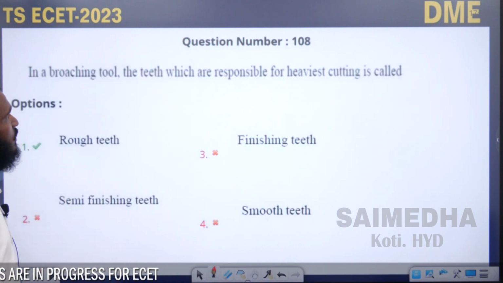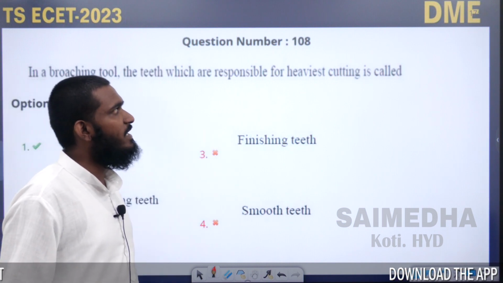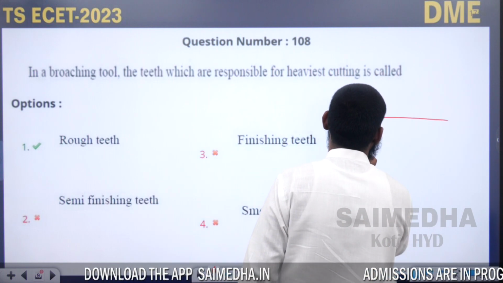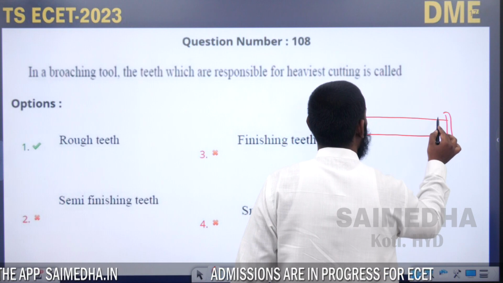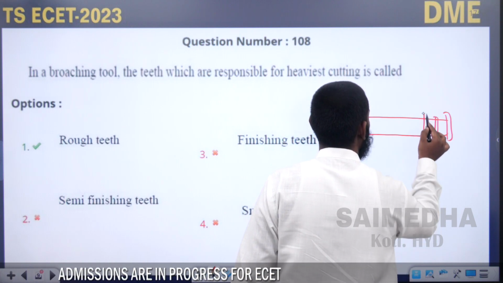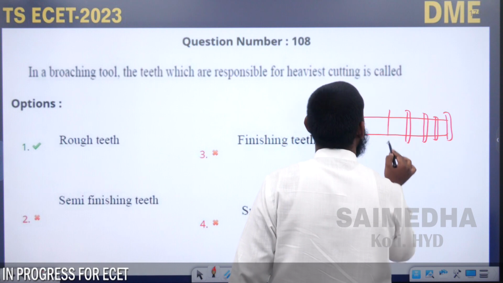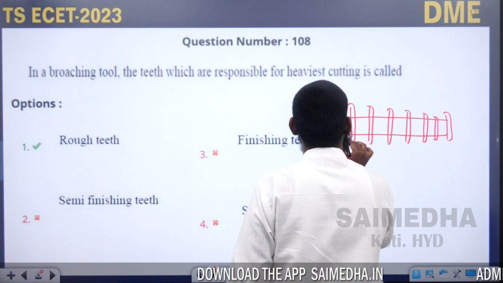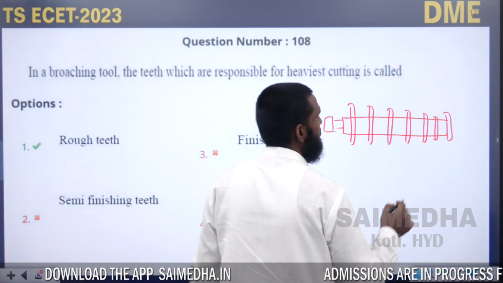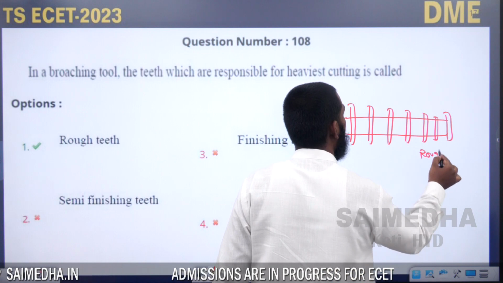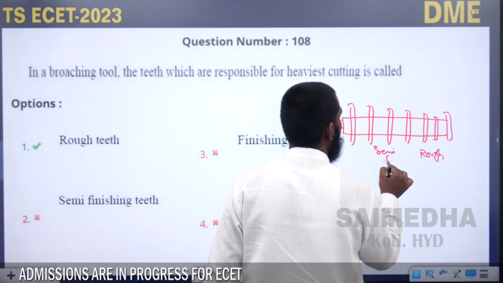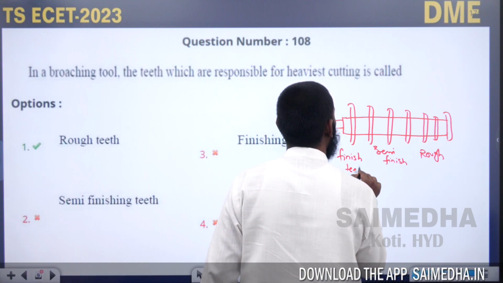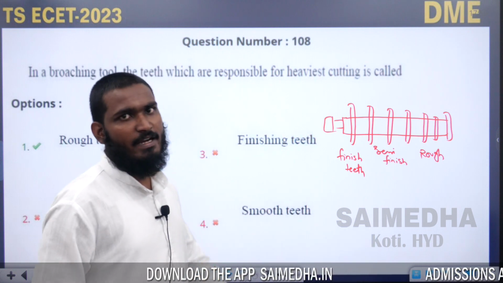Now next question. In a broaching tool, the teeth which are responsible for the heaviest cutting is. Suppose we take this broaching tool, a simple diagram I will draw over here. If you take this broach tool, starting we have rough teeth, then semi-finished teeth, and at last one or two finished teeth. All together we have them in one tool itself.